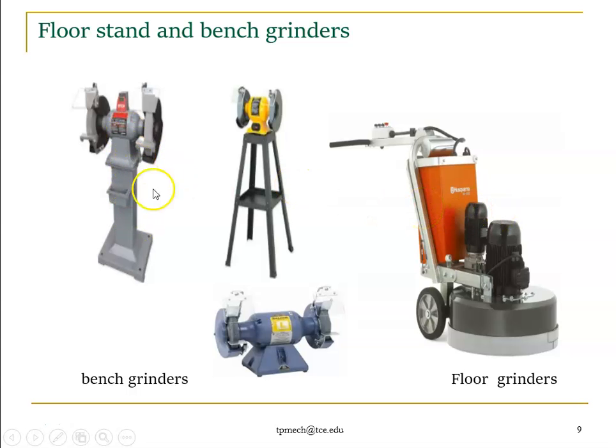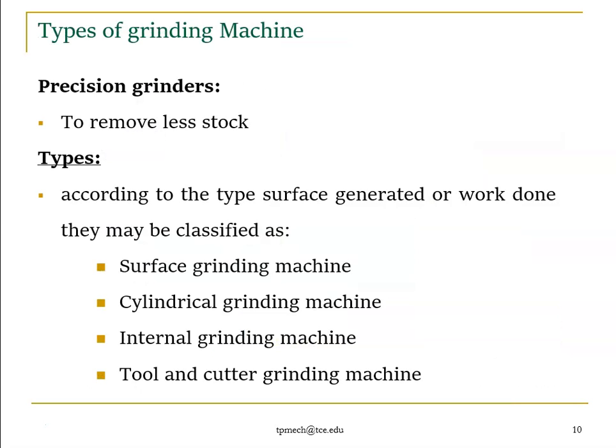This is a floor stand. This is also a floor stand. This one is the bench grinder. This one is the floor grinder. Generally this is used in mosaic polishing, right? On top of the grinder we have a grinding wheel, and the wheel may be made of cotton material or other material, right? These are some of the examples of rough grinders. Now we go on to precision grinders.